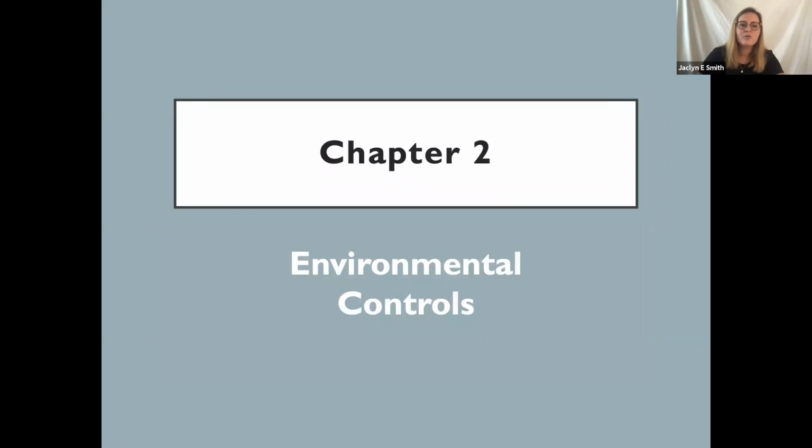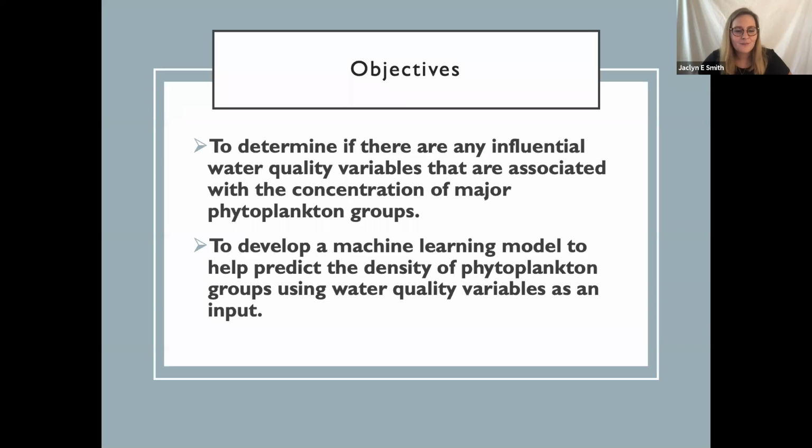So then moving on to the second chapter of my thesis, it's attempting to find controls as well as predictors for these phytoplankton groups. And to do this, I enlisted the help of machine learning methodology. So the major objectives of this chapter were to determine if there were any influential water quality variables that were associated with certain concentrations of major phytoplankton groups, as well as to try and develop a machine learning model to help predict the density of these phytoplankton groups using these water quality variables as inputs.